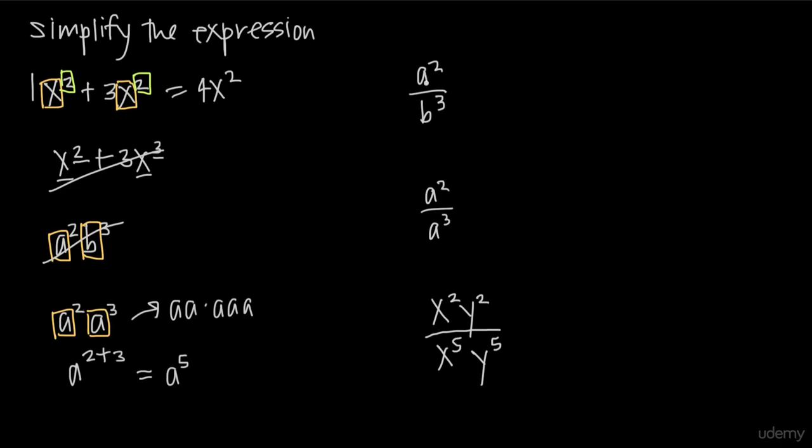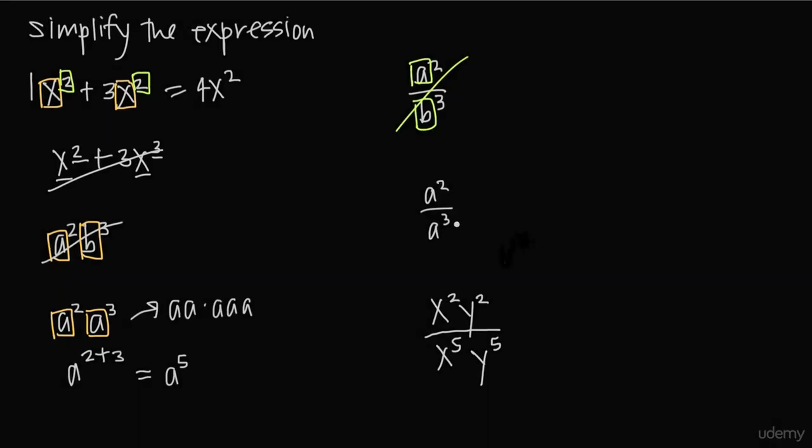Here though, we have different bases. We have base A and we have base B, so there's nothing we can do here to simplify this expression. On the other hand, in this example, we have a squared divided by a cubed. We can clearly see that we have like bases. Both of these terms have base a. So because they're like bases and we're doing division, we can go ahead and combine these two terms even though the exponents are not the same.